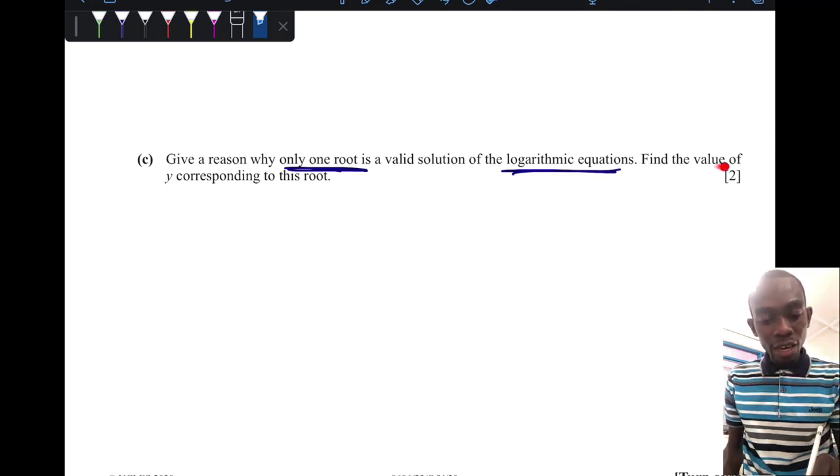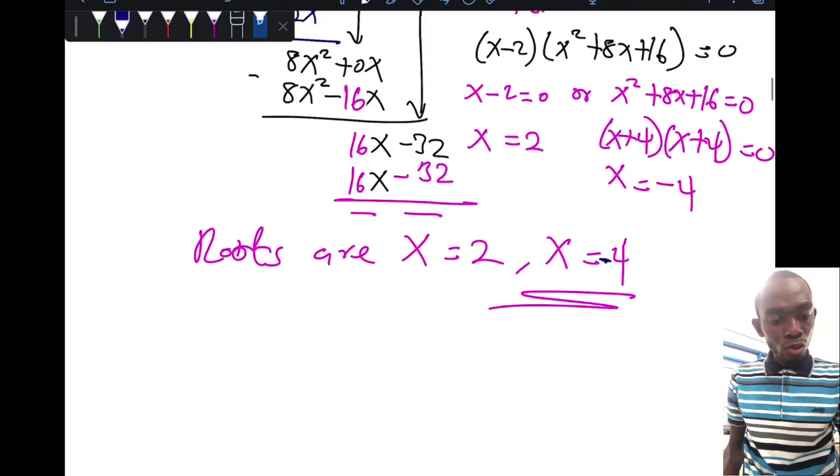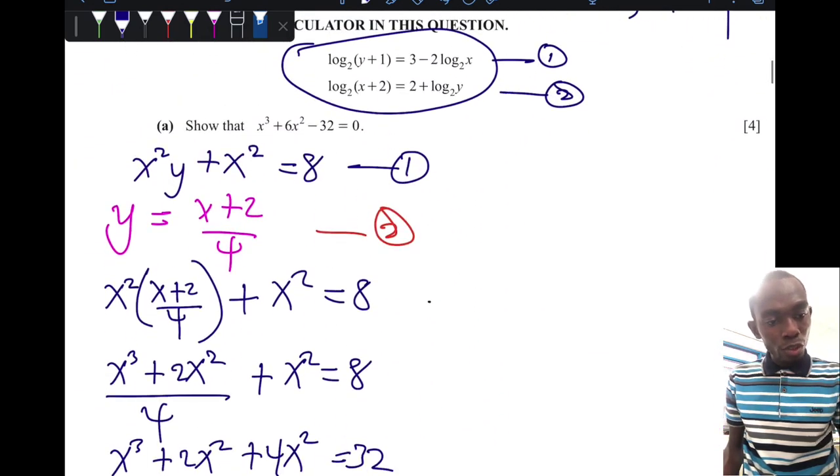Then they say find the value of the corresponding y to this root. Well, the root that is correct is x equals 2. So if you want the y value, use one of the equations we got. We can use this equation. This is better. Let me copy it.